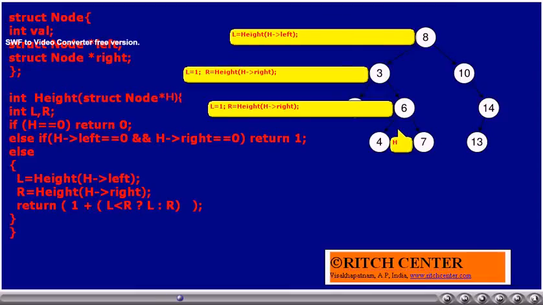This time the function height will be having the address of the node 7 as the argument. As 7 is also a leaf node, it returns 1. Now this indicates that the right subtree height of the node 6 is 1.